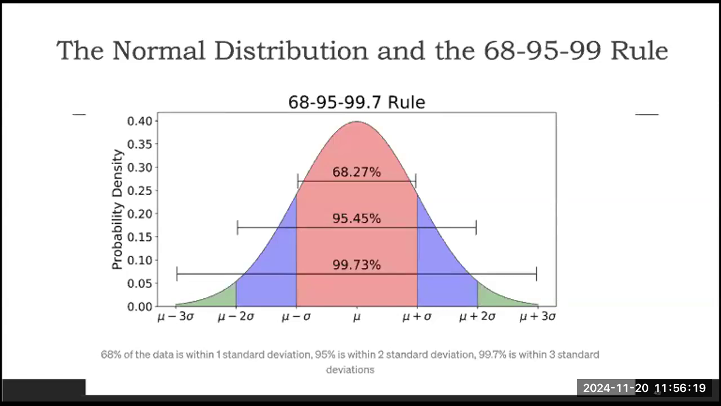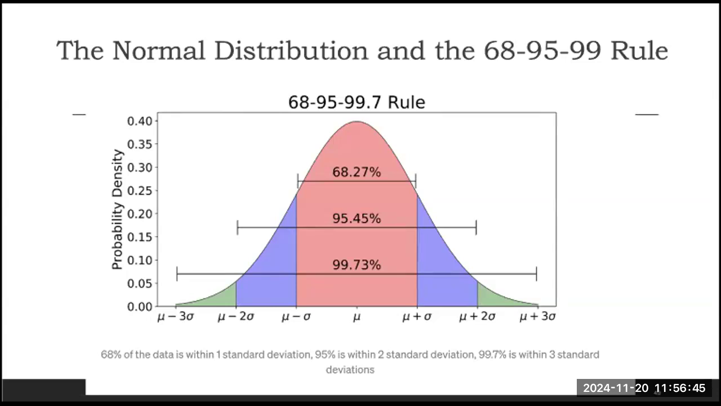So again, I want to remind you about the idea of the normal distribution, the 68, 95, 99 rule. Remember, within one standard deviation, you're going to have about 68% of your values. Within two standard deviations, approximately 95% of the values. And within three standard deviations, about 99, it's like 99.7% of your values.